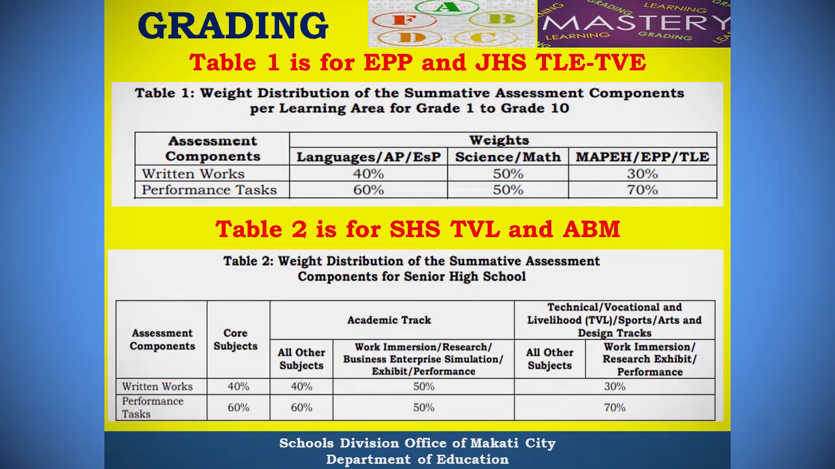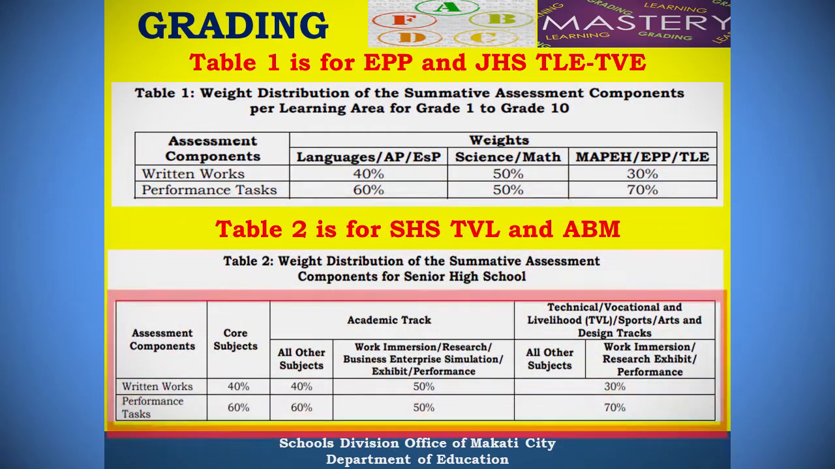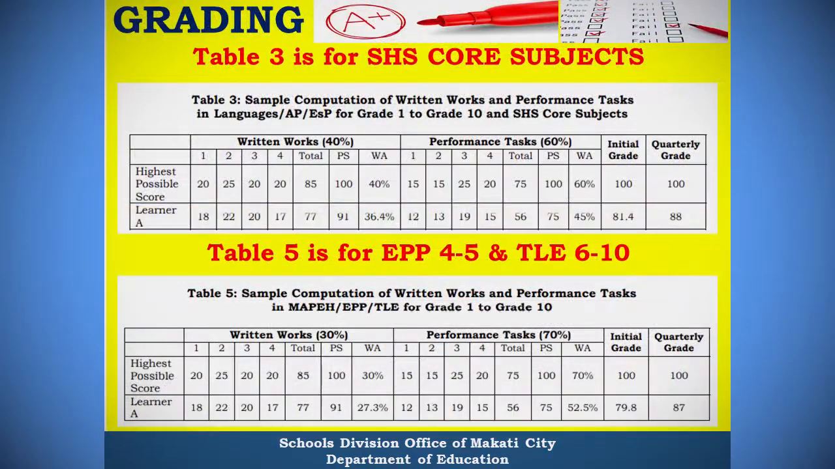In the next slide, the written works and performance tasks in EPP under Table 1 and in Senior High School TVL Table 2 have 30% in written works and 70% in performance tasks, while in Senior High School ABM has 40% in written works and 60% in performance tasks. In this slide, the Senior High School core subjects have 40% written works and 60% performance tasks, while in EPP 4 to 6 and grade 1 to 10 have 30% in written works and 70% in the performance tasks.